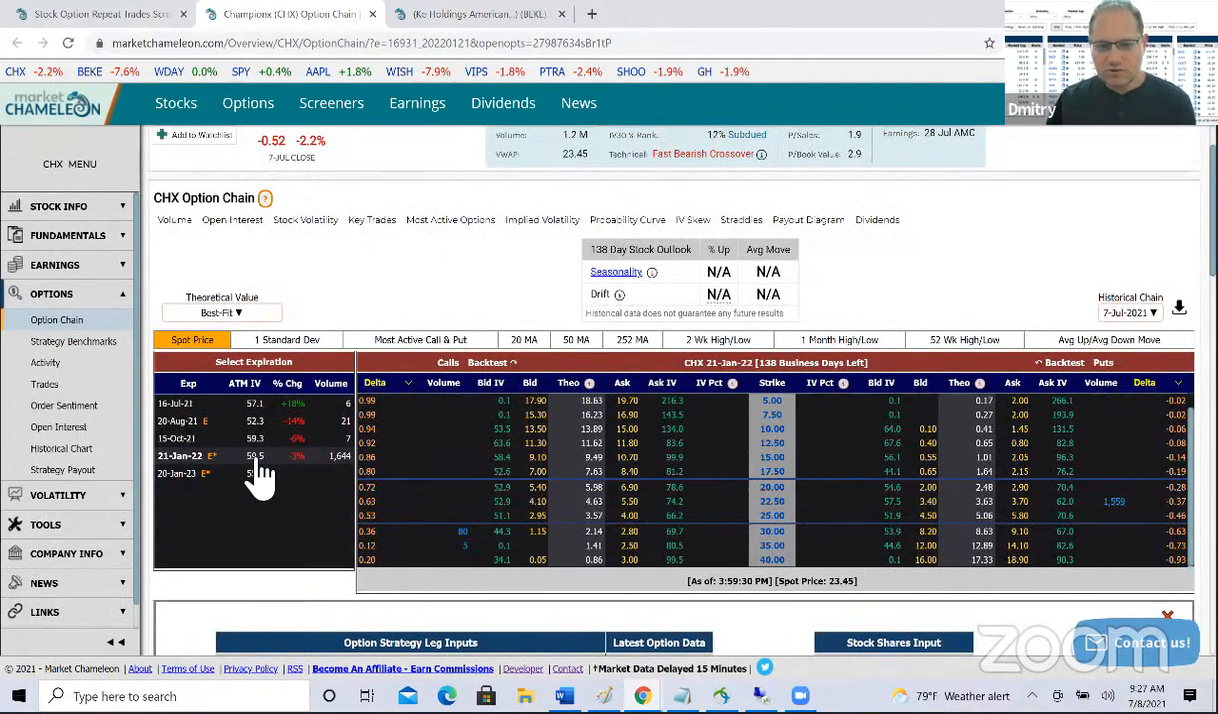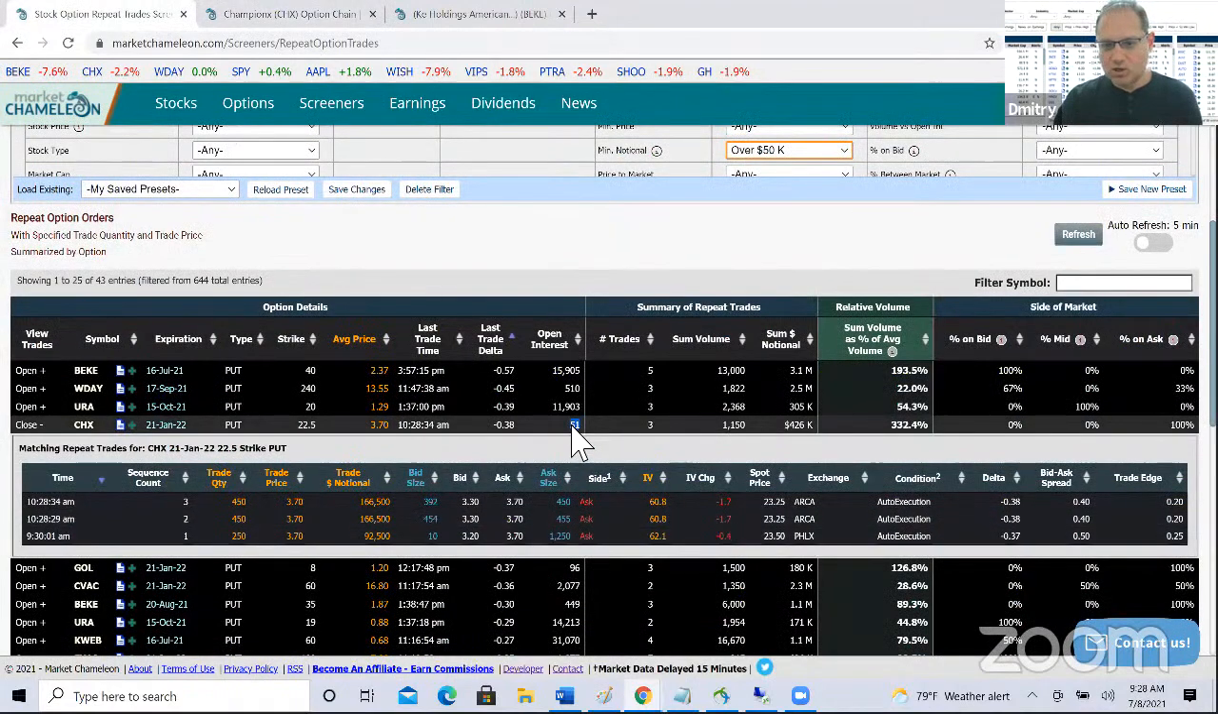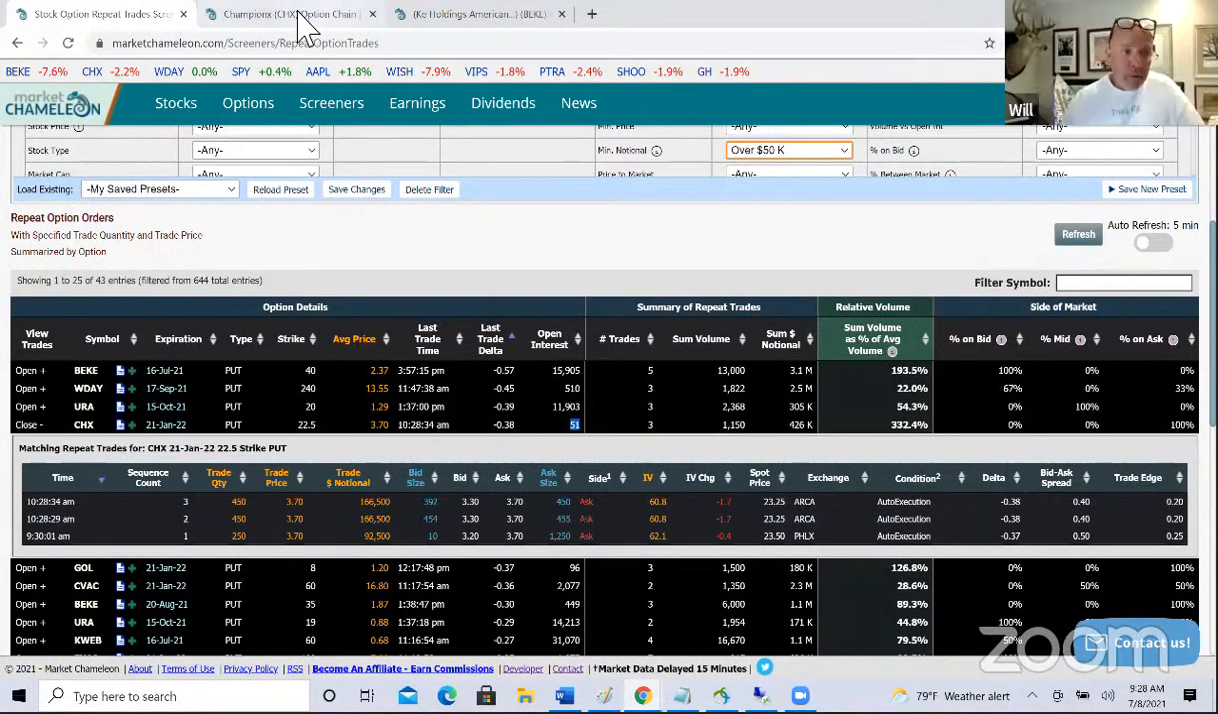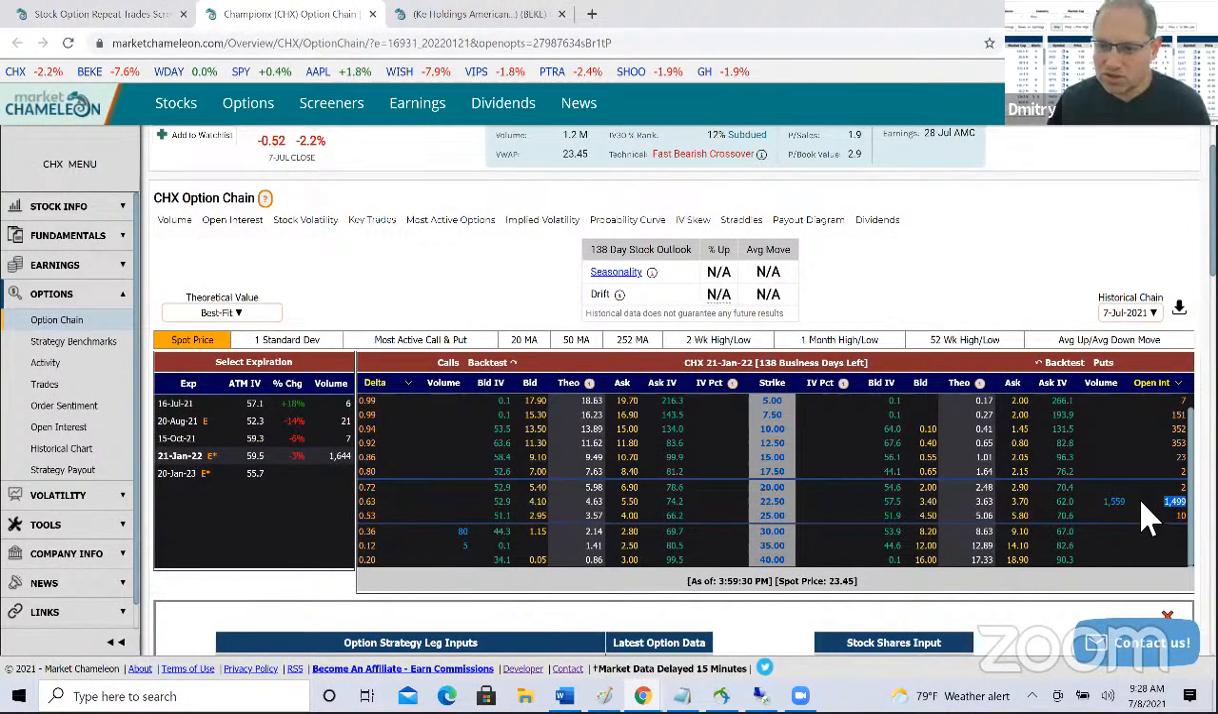Here's January 21st, 2022, a total of 1,644 contracts traded in this expiration. I'm finding the strike, the 22.5 put, 1,599 traded. I'm going to go to the open interest, and here I see that the open interest is 1,499. So remember, it was very low open interest at the beginning of the day, 51. So these trades resulted in the open interest increasing.